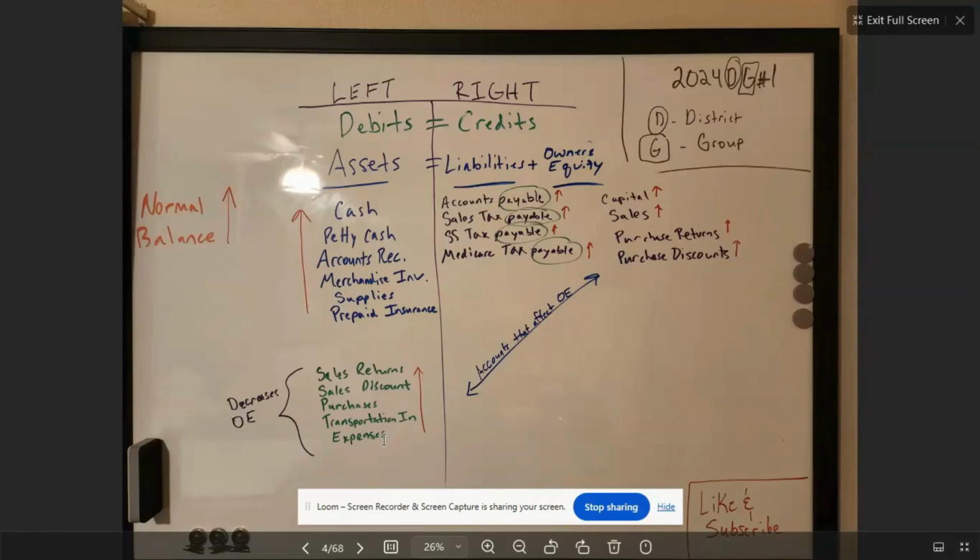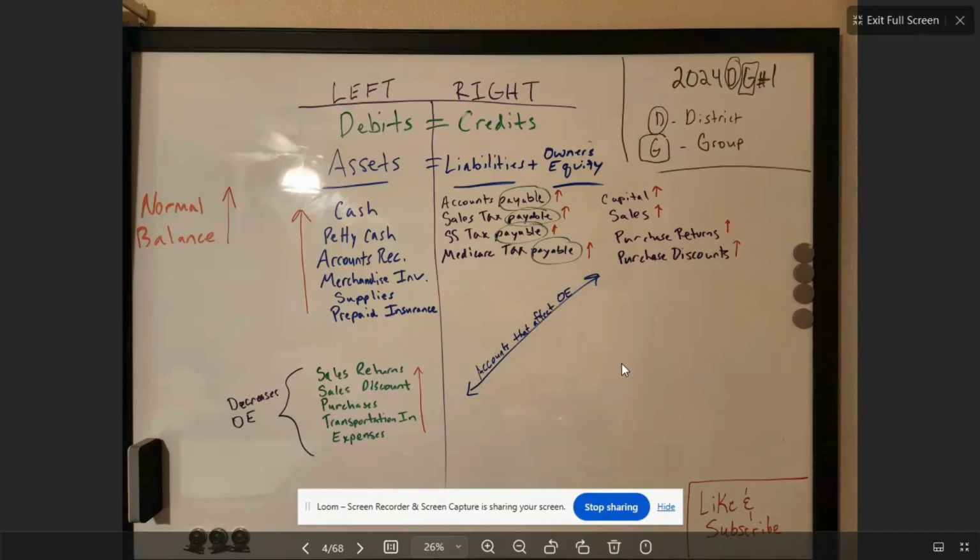And then lastly, we have expenses. This example would be like your advertising expense, miscellaneous expense, utility expense, any type of bills that we pay in our business. Those will also decrease owner's equity.